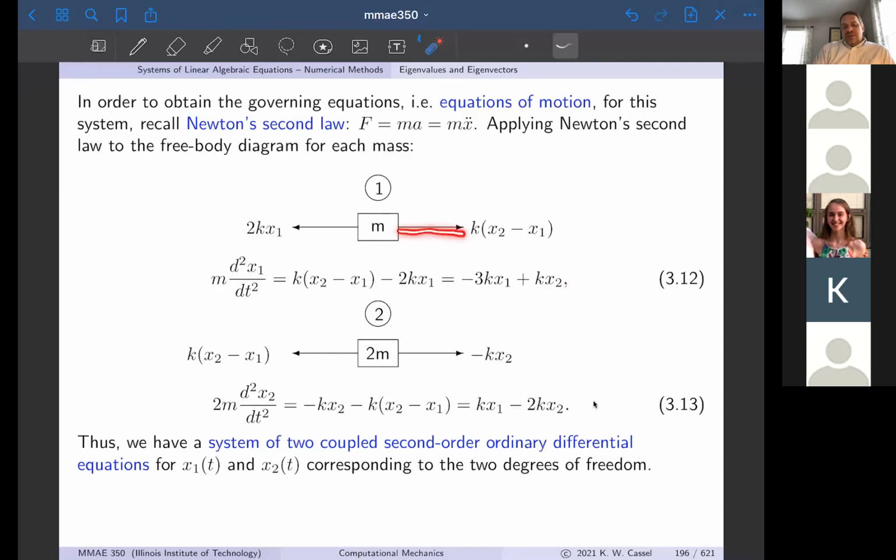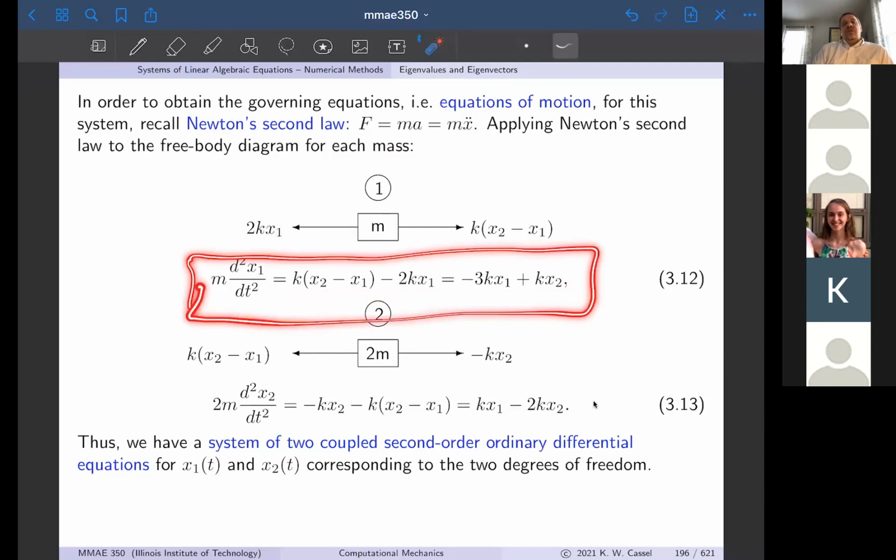The right spring, which is the spring between the two masses, its force will be spring constant k times its elongation, which is x2 minus x1. It's the difference between those two x's. That's the elongation of that middle spring. So mass times acceleration, mass times d squared x1 dt squared, or x1 double dot, is equal to the sum of the forces. So k times x2 minus x1, and then my arrow's to the left, so minus 2k x1. And I can simplify that a bit to minus 3k x1 plus k x2. Okay, so that's the governing equation of motion for the left mass.